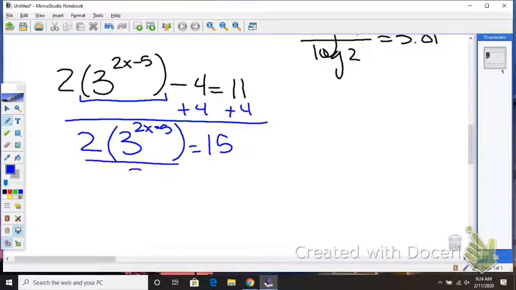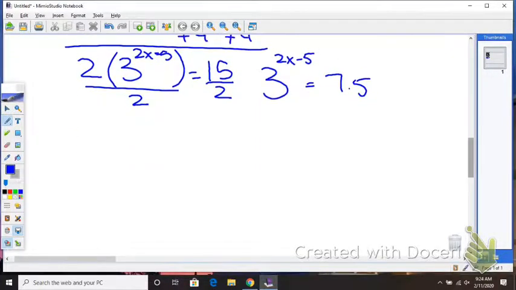And then we divide by 2. So I have 3 to the 2x minus 5 power equals, and you can leave this as 15 over 2, or we can write it as a decimal, 7.5. Okay, let's write this in log form together. Log base what? 3. Wait, what do we do with 15 over 2? I just made it a 7.5, but you can leave it a 15 over 2 if you want. I just made it the decimal form. That's up to you. Whatever you're more comfortable with.